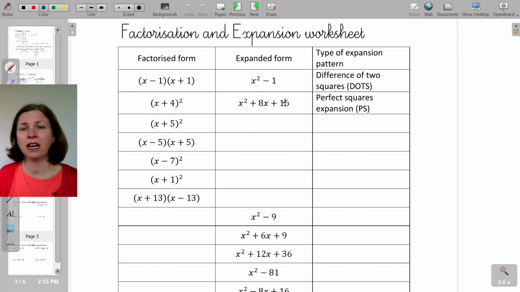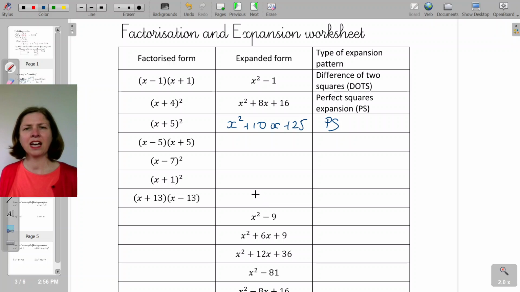So for example here, this one's a perfect squares expansion. Now, please follow my instructions when you're doing this. Don't just go your own way. What I want you to do first is decide what it's going to be. Is this a difference of 2 squares, or is it a perfect squares expansion? Well, this one is a perfect squares expansion. You can just write PS or dots, okay? Then write it in expanded form, x squared plus 10x plus 25. Okay, so just do the next 4, pause and do the next 4, and then come back and look at the answers.